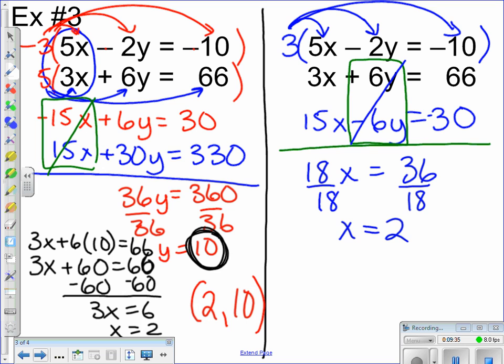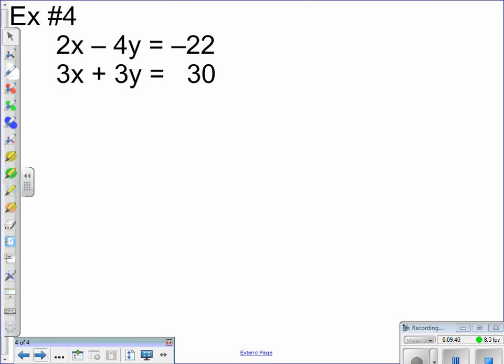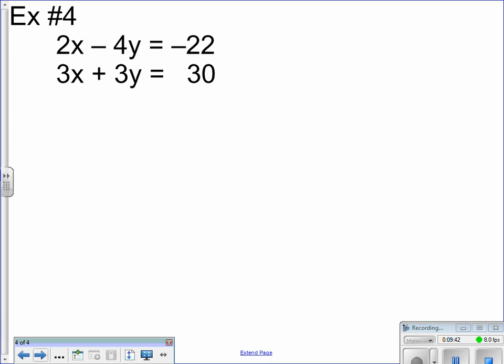All right, number 4. For number 4, you've got a 2x minus 4y equals negative 22. You've got a 3x plus 3y equals 30. At this point, you should figure out which variable you would like to cancel out.